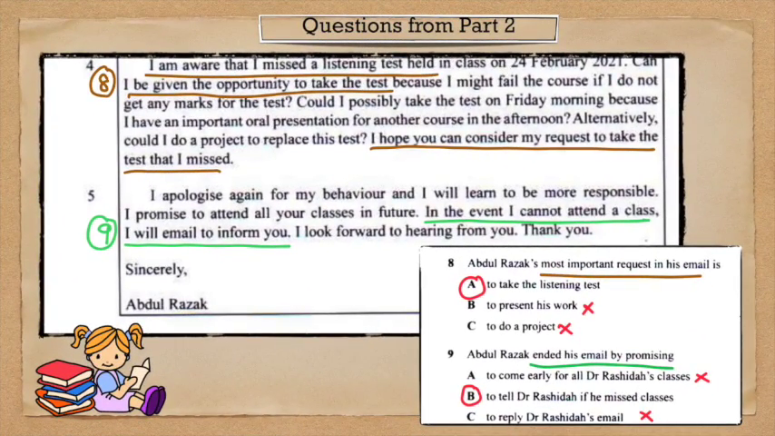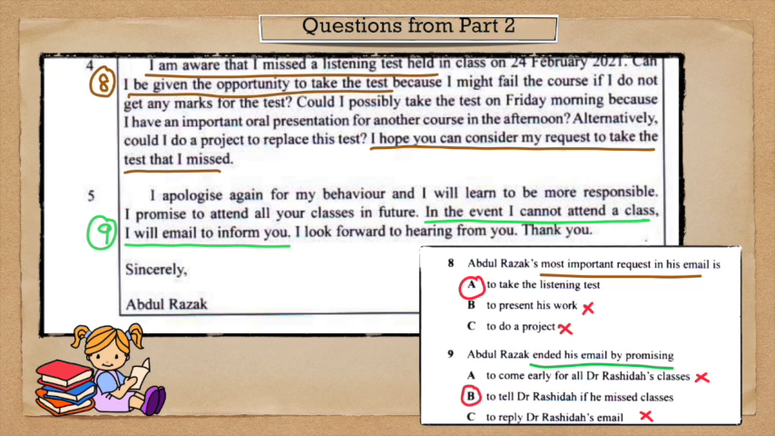For number 8, Abdul Razak's most important request in his email is... So you underline the keywords, most important request. So what is it? Is it to take the listening test? Is it to present his work? Or is it to do a project? So which one is the best option?